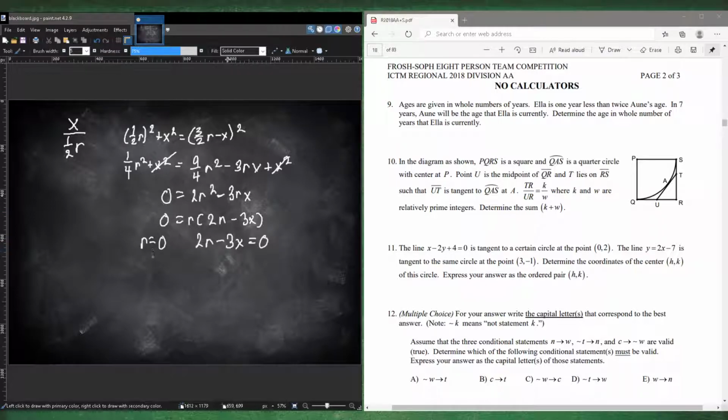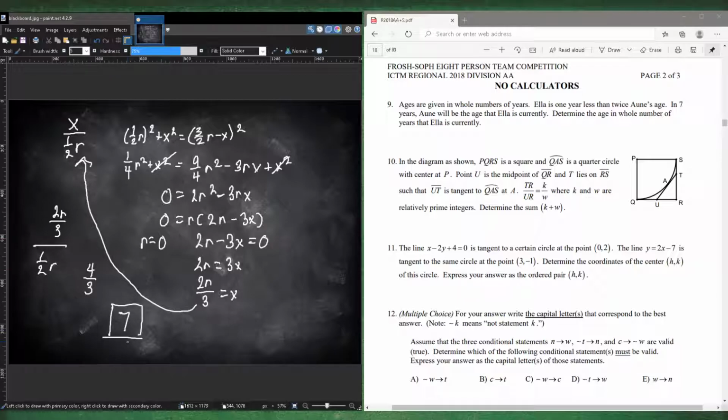The radius is definitely not going to be equal to 0. So that means 2R equals 3X. That means 2R divided by 3 is equal to our X. And now we can plug this back into this, which gives us 2R over 3 divided by 1/2 R. So 2/3 divided by 1/2 is 4/3, and then the R cancel each other out. So that means K over W is 4 to 3. That means adding them together, we get a sum of 7 for number 10.